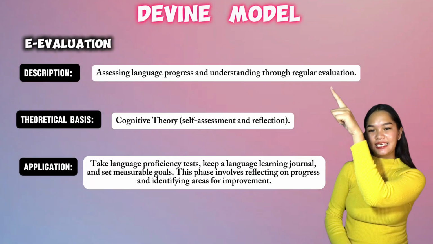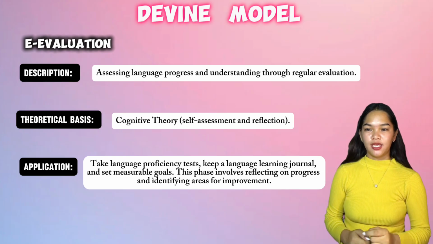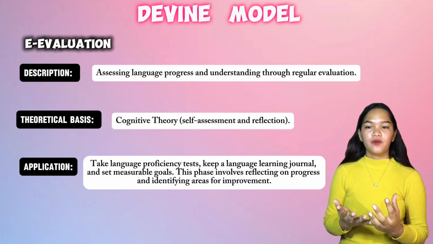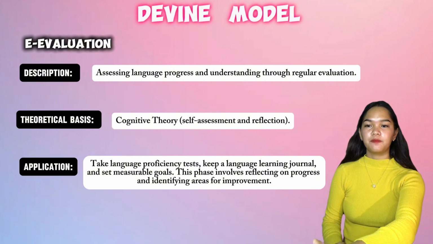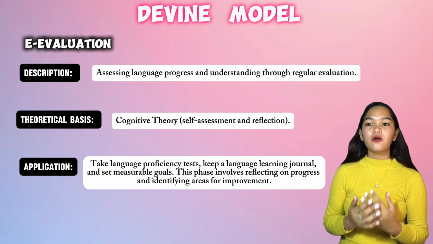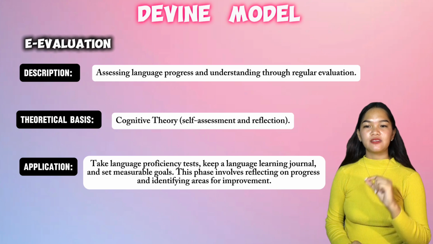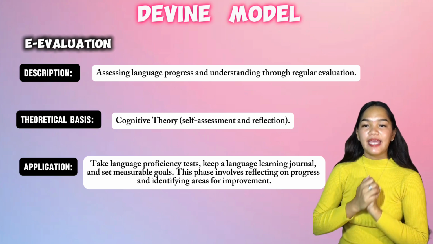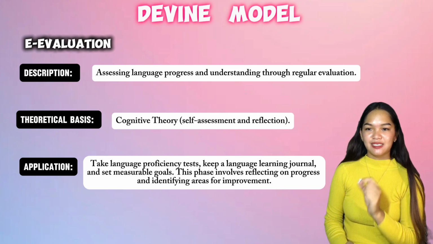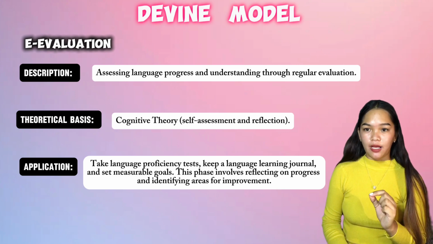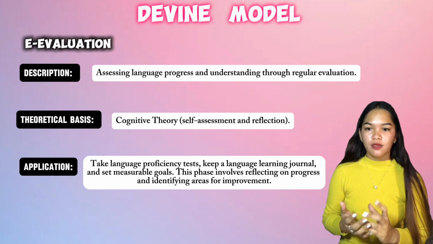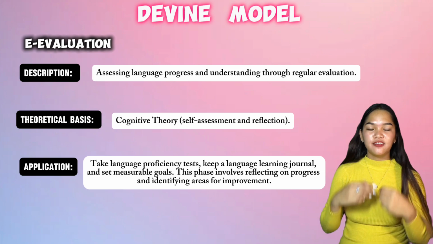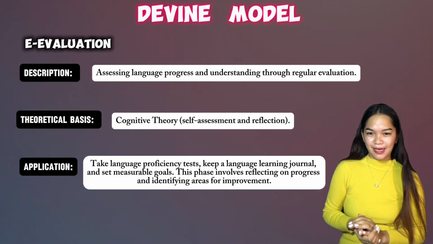And the last one, E, stands for evaluation. The description: assessing language progress and understanding through regular evaluation. In theoretical basis: cognitive theories of self-assessment and reflection. In application: take language proficiency tests, keep a language learning journal, and set measurable goals. This phase involves reflecting on progress and identifying areas for improvement.